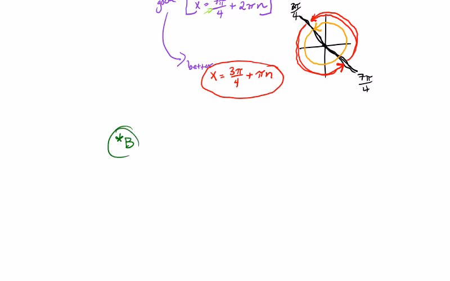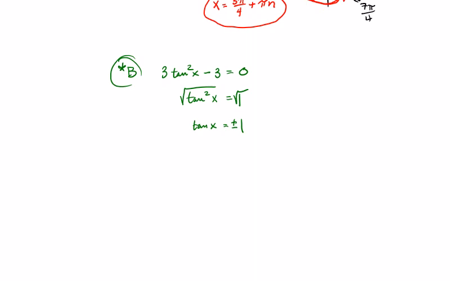So let's go with 3 tangent squared, and then we'll say minus 3 equals 0. So we're going to get tangent squared alone by adding 3 and then dividing by 3. Tangent squared of x equals 1. We'll square root. Don't forget the plus or minus. So tangent of x equals plus or minus 1. And then we're going to say where is tangent 1 and negative 1, and that's happening in all 4 quadrants.